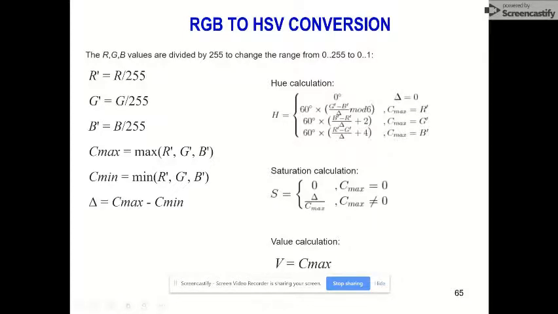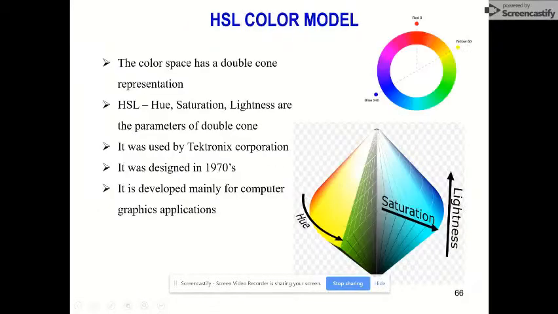For calculating the saturation, we'll just look at the Cmax. When the Cmax is equal to 0, then you know that the saturation value will be 0, which means all colors are the same, which is grayscale. When the Cmax is not equal to 0, you will use this equation to find the saturation. The value is always constant, which depends only on the Cmax value.